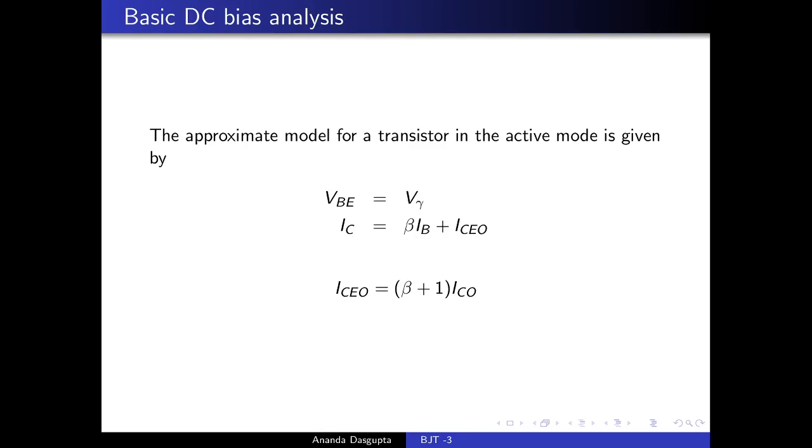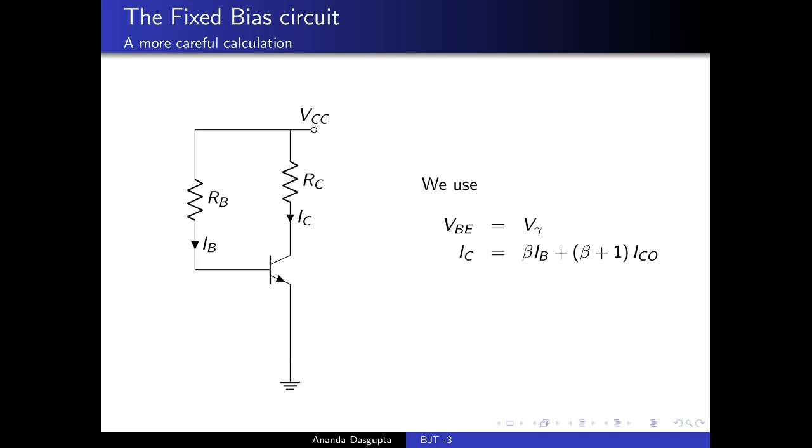So let us now try to use these equations, namely VBE equals V gamma and IC is beta IB plus ICEO, to analyze a simple circuit which is called a fixed bias circuit. Now, as you can see, in the fixed bias circuit we are actually using only a single voltage source which has been marked VCC. Actually, this is the case where the voltage source is doing double duty as a collector bias battery as well as a base bias battery.